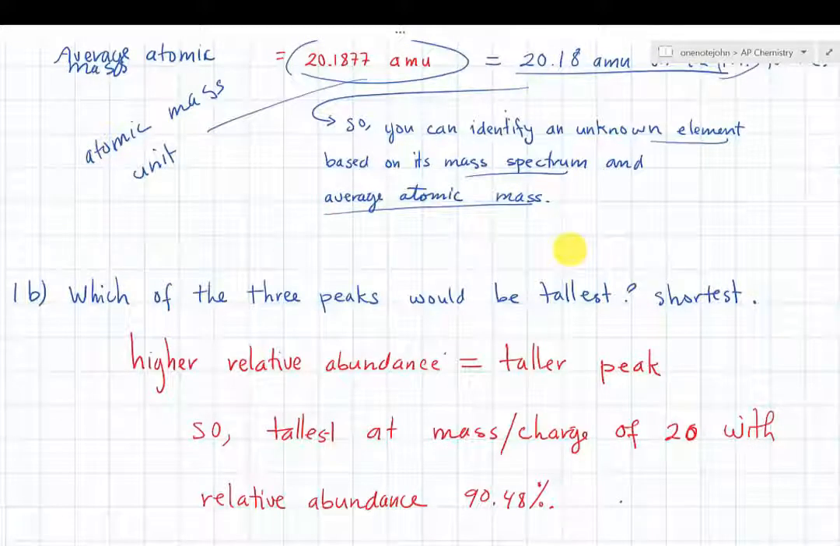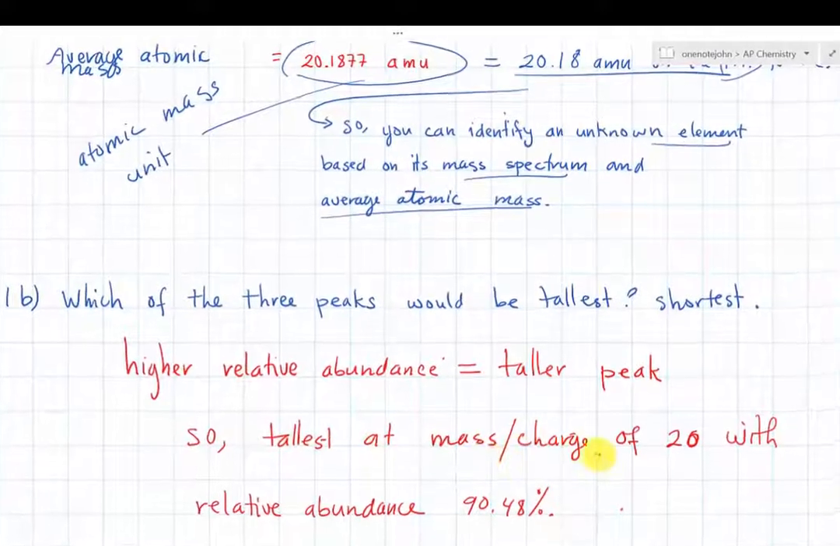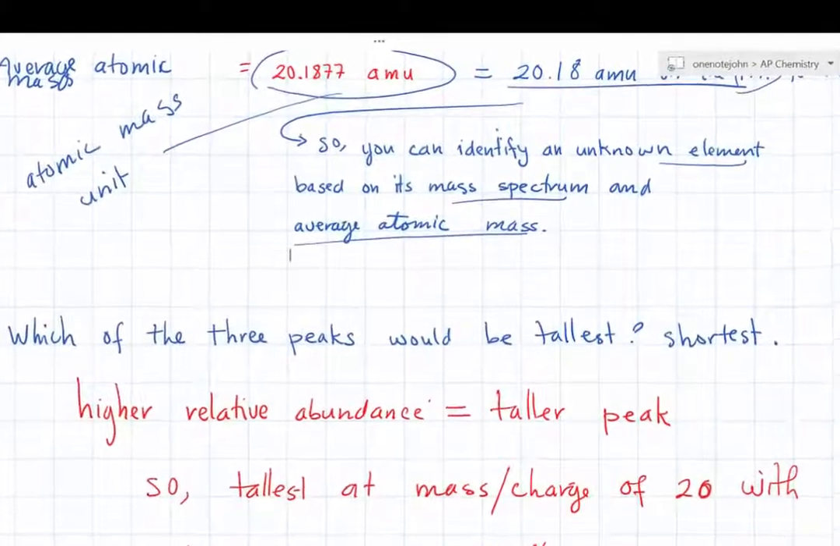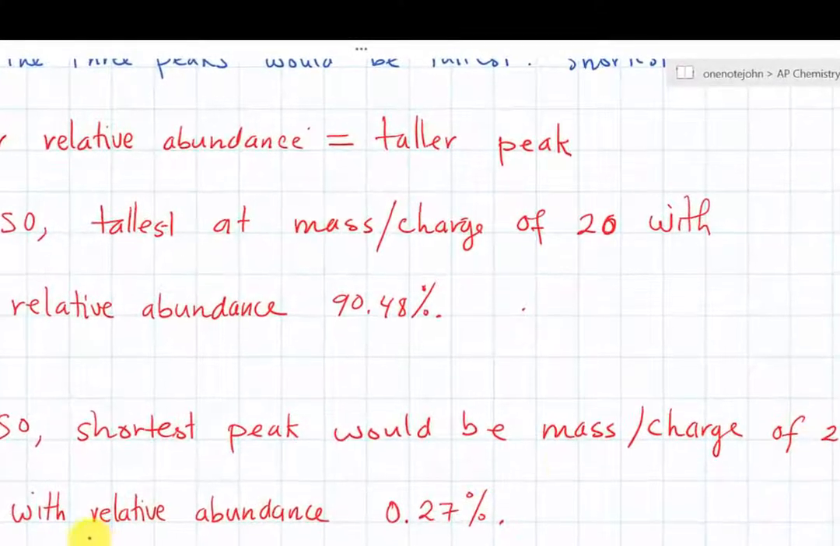What other question can I ask about this specific problem? Now let's say the mass spectrum is not given to you. I want to give you the mass ratio and the percentage of abundance. I can ask you which of the peaks will be the tallest or the shortest. Here's the pattern: the higher the relative abundance, the taller the peak. So in this case, the tallest peak will be at a mass per charge ratio of 20, because it has a relative abundance of 90.48%. And the shortest one, of course, would be at the mass per charge of 21, which has a relative abundance of 0.27%, which is less than 1%.